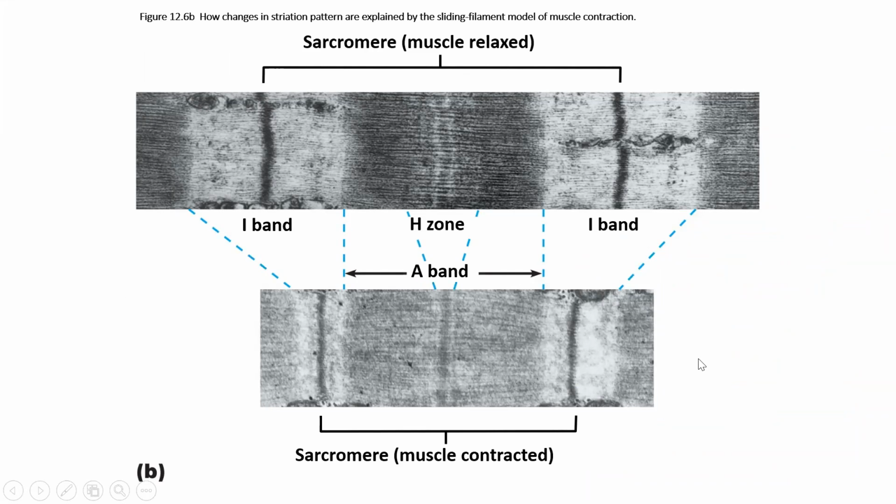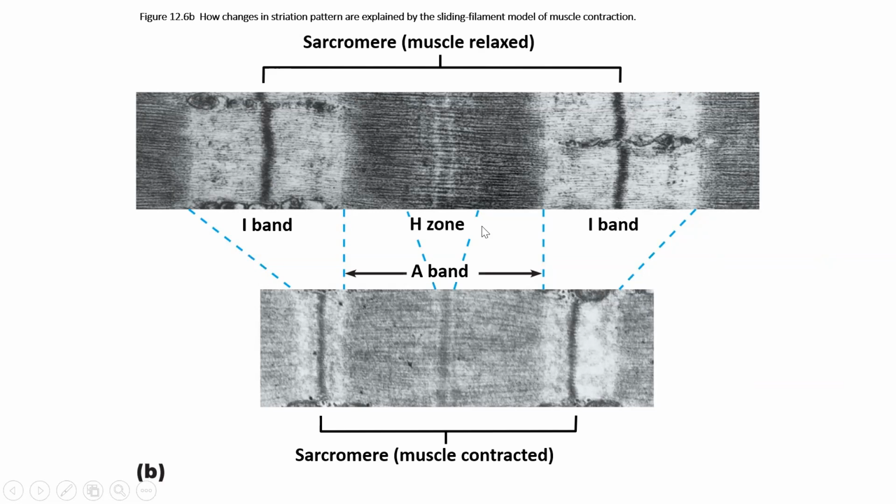Here we can look at or observe the difference in the staining patterns as these bands shorten. So here's a relaxed sarcomere, and we can observe the width of the I bands, right? That light staining region. Remember, actin is a thinner protein, so it's going to give a lighter staining pattern. It's anchored here at the Z disc, which gives a slightly darker staining pattern.